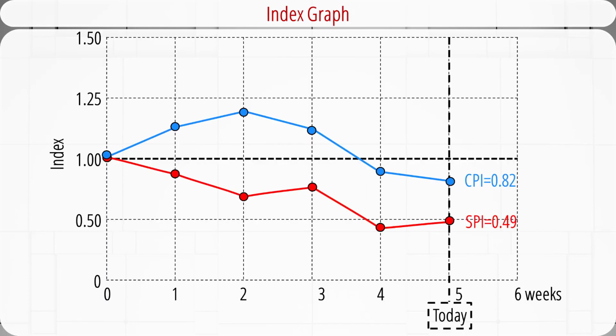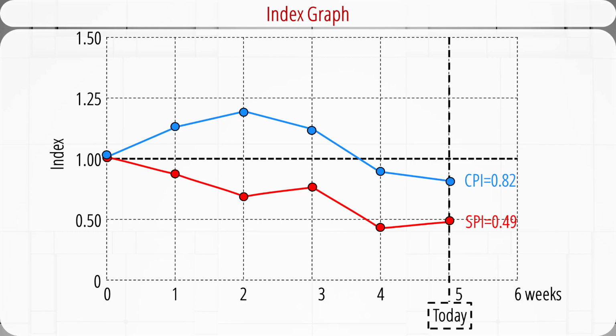We can keep track of the indexes and plot them in a graph like this. Note that this hypothetical example is not linked to any of the previous examples I showed you in this video. You can clearly see that the cost performance index, CPI, was greater than or equal to 1 for the first 3 weeks, meaning the project was under budget originally. But starting from the 4th week, the index dropped below 1, meaning the project was over budget.